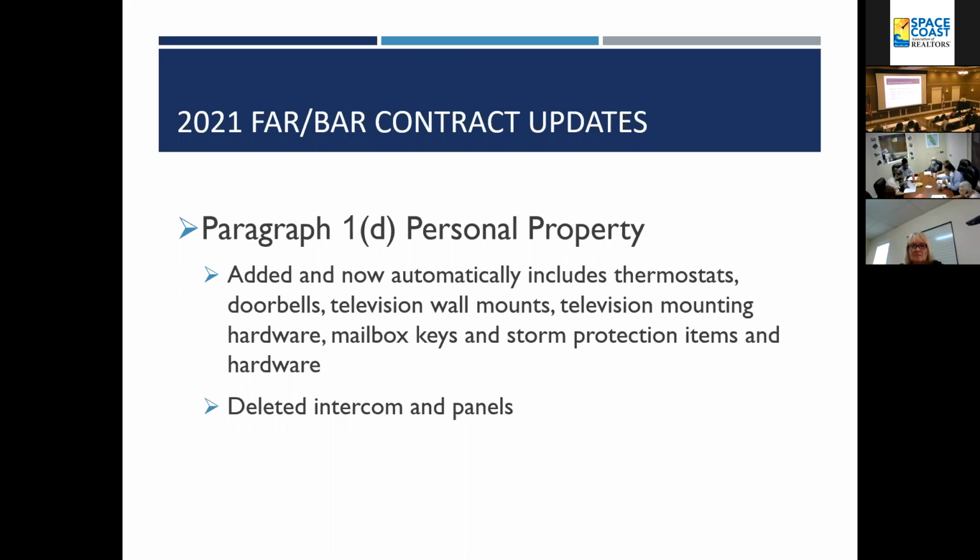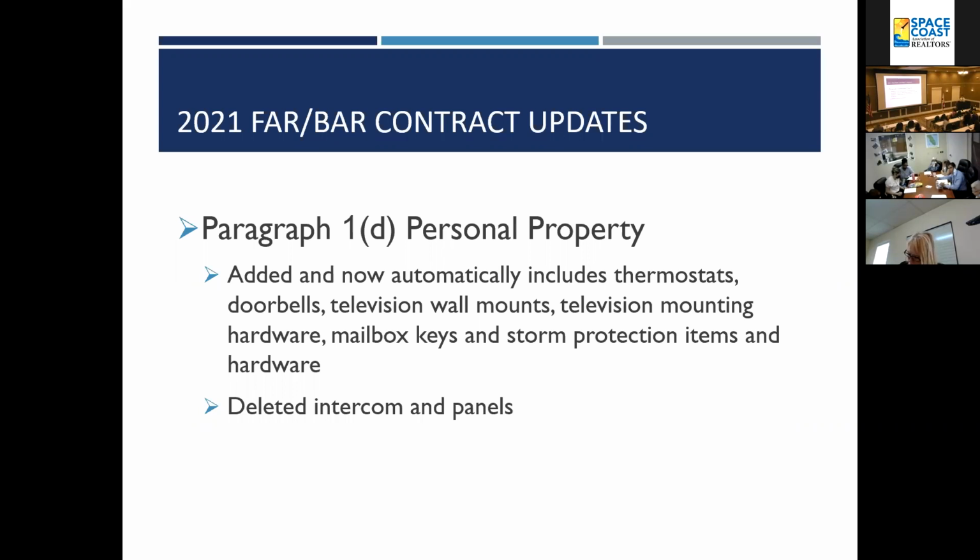But for the changes, they have added thermostats, doorbells, television wall mounts, television mounting hardware, mailbox keys, and storm protection items and hardware. What they did was change storm shutters, storm panels to storm protection items and hardware. So instead of calling it panels, there are other forms of storm protection, and that's why that's included. Those things that exist on the property at the effective date, when the contract is entered, are automatically included in the contract.